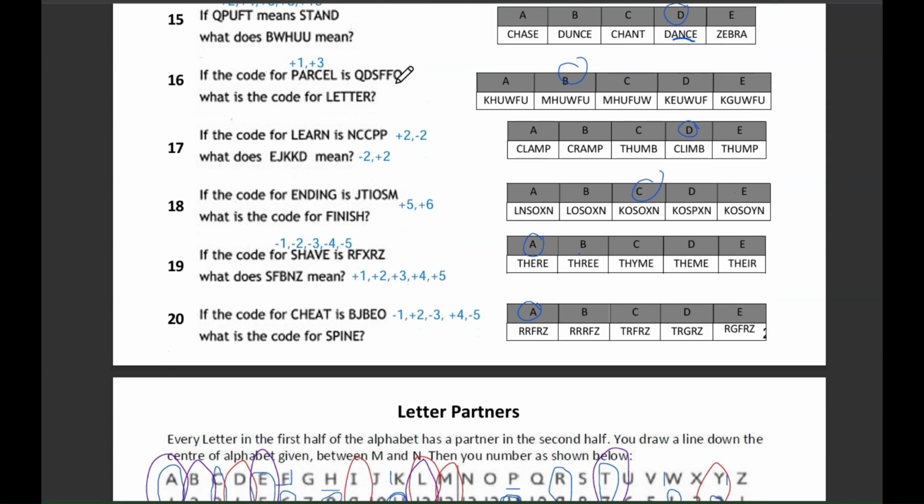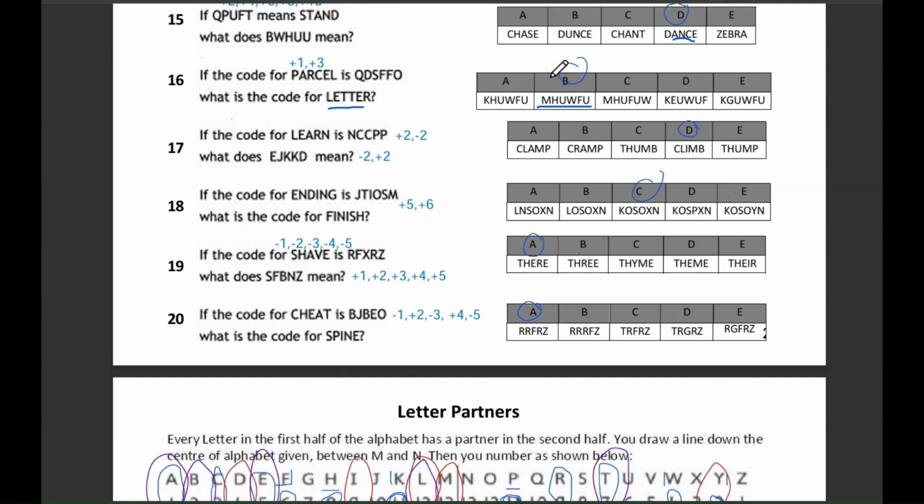Question 16. Okay, this time parcel becomes QDSFFO. From P to Q is +1, from A to D is +3, from R to S is +1, from C to F is +3, from E to F is +1, and from L to O is +3. So this time, the pattern alternates between +1 and +3. Now we need to apply it to the word letter. From L to M is +1, E to H is +3, T to U is +1, T to F is +3, E to U is +1, and R to W is +3, which makes the word MHUFUW. So the correct answer is C.